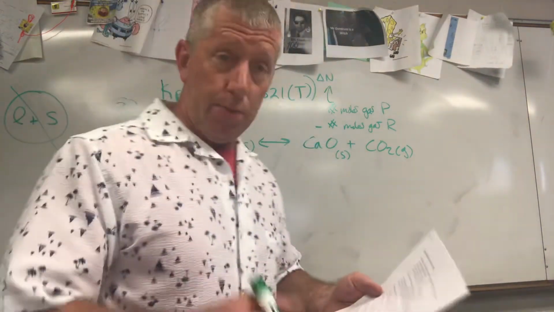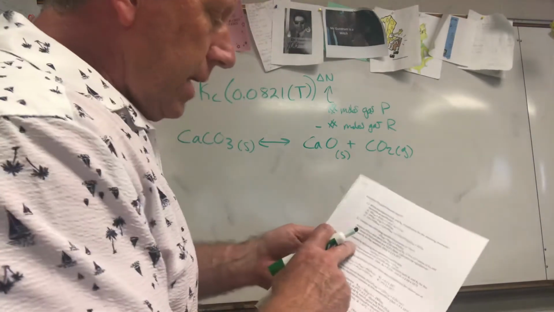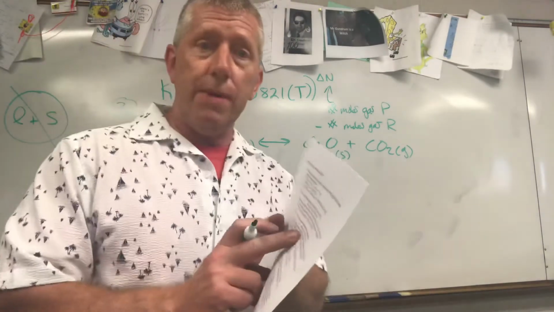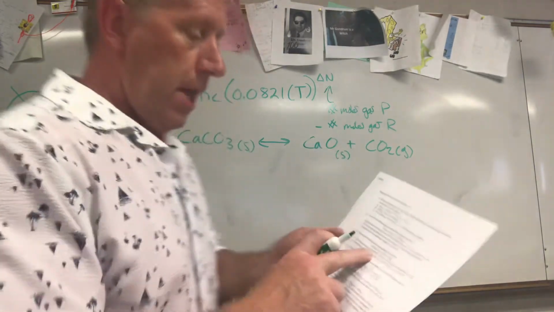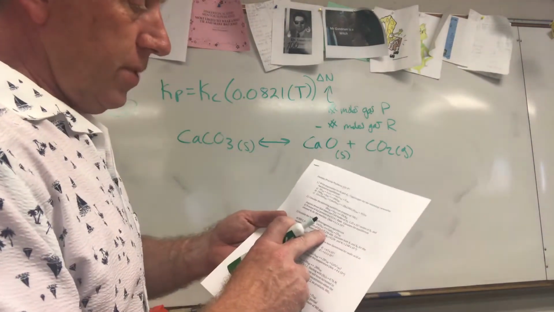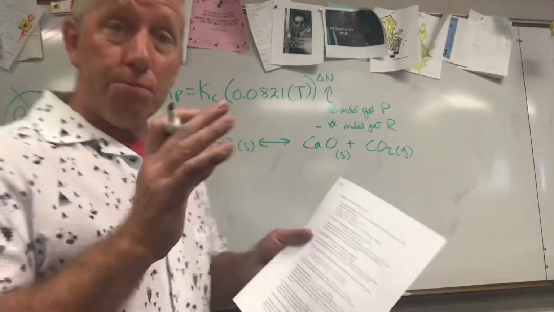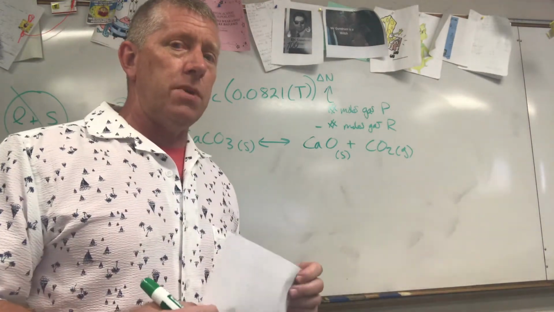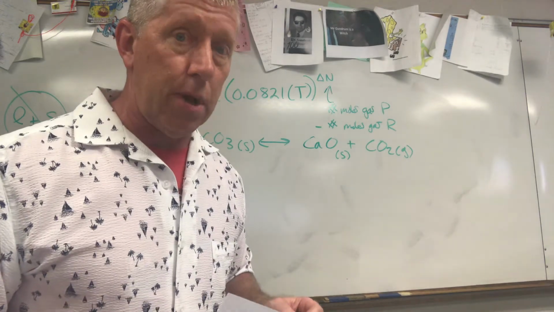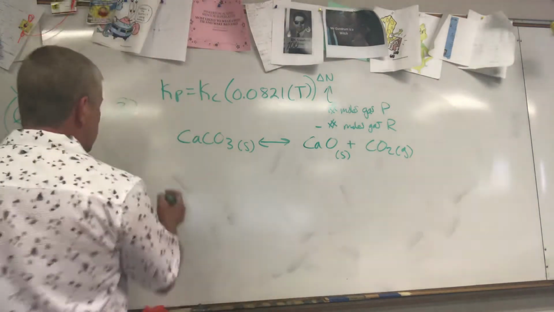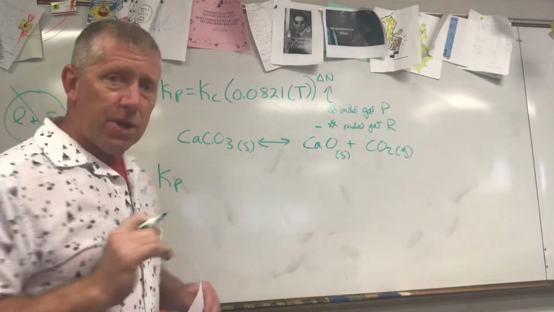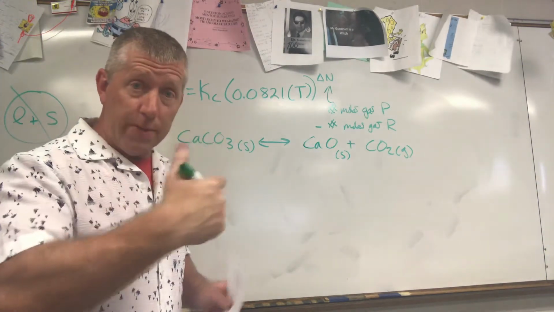Let's actually see what the problem's asking. At 800 degrees Celsius, the pressure of CO2, they gave me a pressure, is 0.236 atmospheres. So I have a pressure. If I'm given a pressure, not a concentration, which one is the easier one to do, the Kc or the Kp for pressure? Kp. So let's take a look at our Kp. What would our Kp expression be for this reaction? I'm going with P for pressure because I was given a pressure.